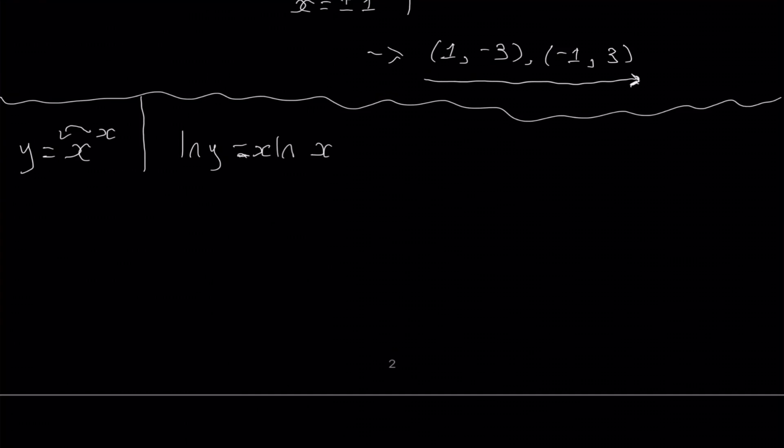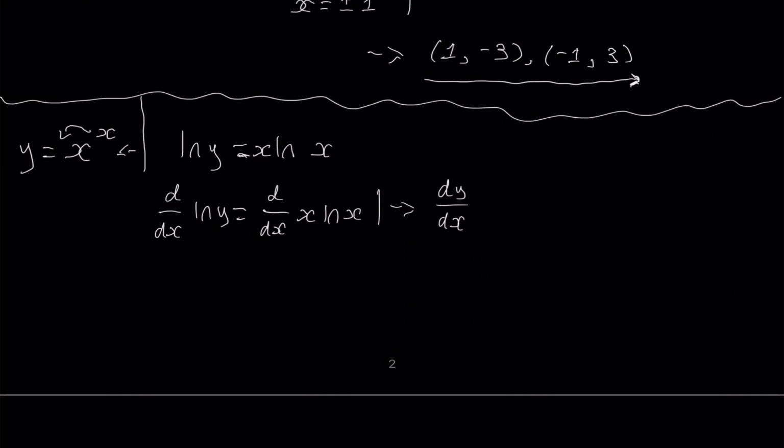Now this is convenient because this is much easier to differentiate than this function over here. So let's differentiate both sides with respect to x. d over dx of ln y is equal to d over dx of x times ln x. Now from here, we can differentiate the left-hand side, find the inner derivative, which of course is going to be dy over dx, then multiply by the outer derivative, which will be 1 over y.